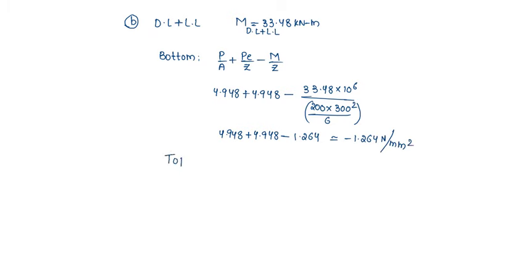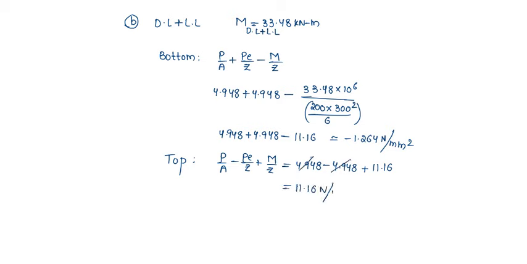Whereas at top it will be P by A minus PE by Z plus M by Z. So that is equal to 4.948 minus 4.948 plus this value, which individually is 11.16. This gets cancelled. It is 11.16 Newton per mm square.